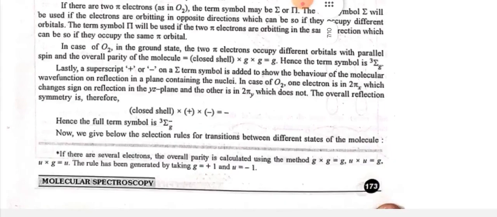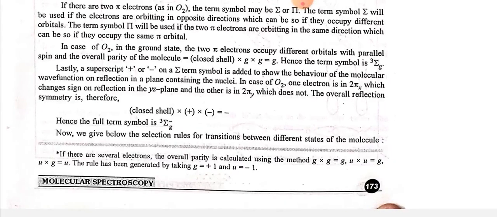Lastly, a superscript plus or minus on a sigma term symbol is added to show the behavior of the molecular wave function on reflection in a plane containing the nuclei. In case of O2, one electron is in 2 pi x, which changes sign on reflection in the yz plane, and the other is in 2 pi y, which does not. The overall reflection symmetry is therefore closed shell into plus into minus, that is equal to minus. Hence the full term symbol is 3 sigma g minus.